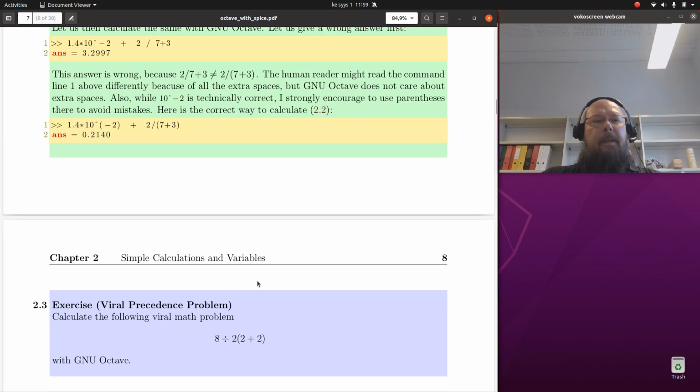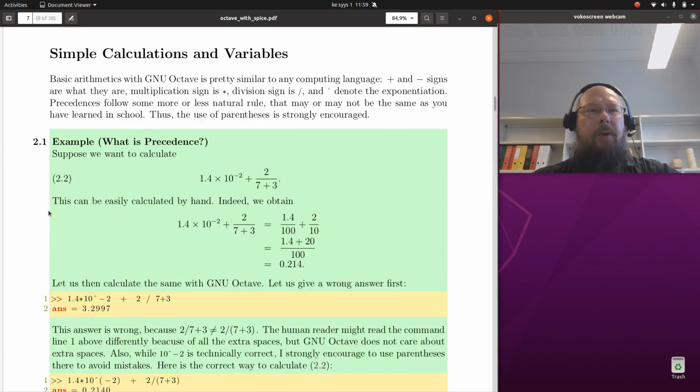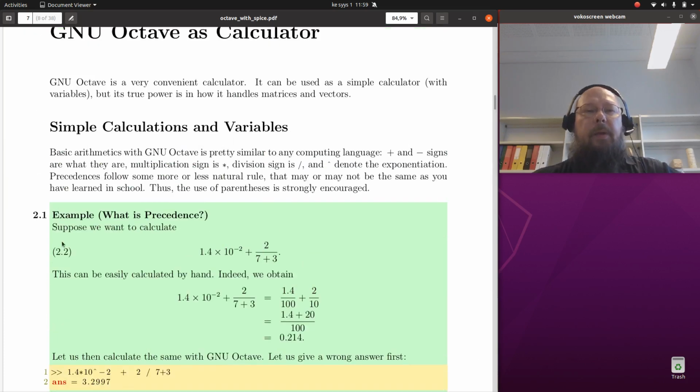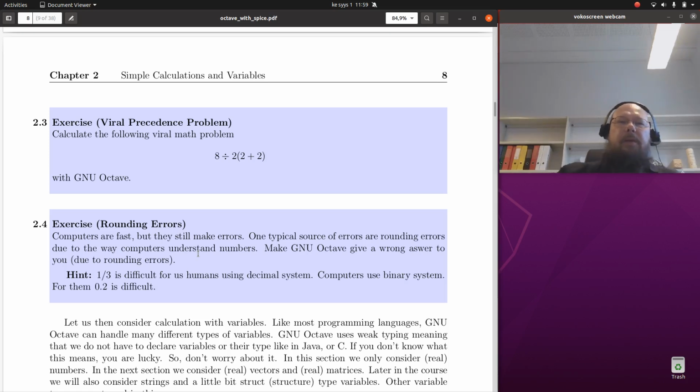Okay, then there is an exercise for you, and I remind you again of this funny way of numbering. This is now exercise 2.3. There are no exercises 2.1 or 2.2 because the 2.1 numbering refers to this example, 2.2 refers to this calculation. So the first exercise in chapter 2 is exercise 2.3, and this is the viral precedence problem or viral math problem. You can Google this and see a lot of arguments about what this should be.